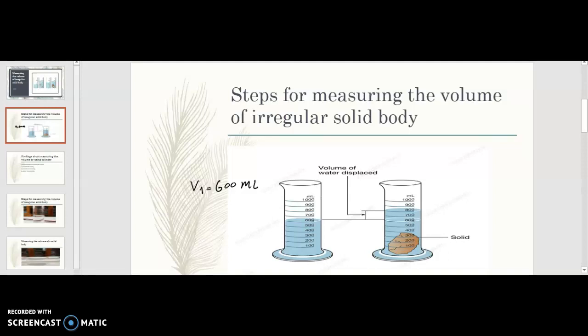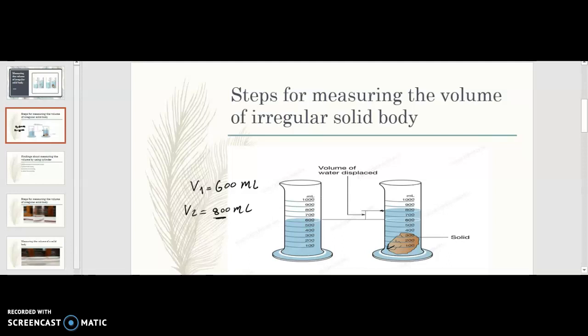Then when we put this rock or any solid object that doesn't dissolve in the water, it will rise up to this limit. It is roughly about 800 milliliter. 800 here represents the total volume for the stone and the water together.